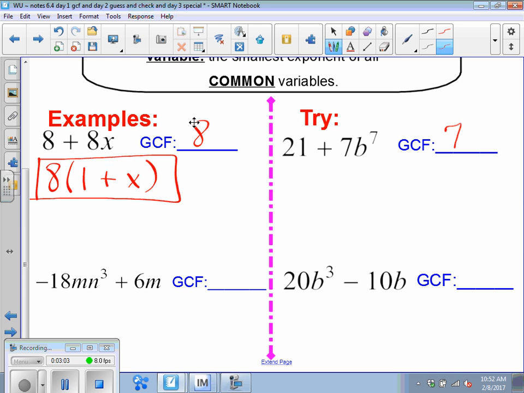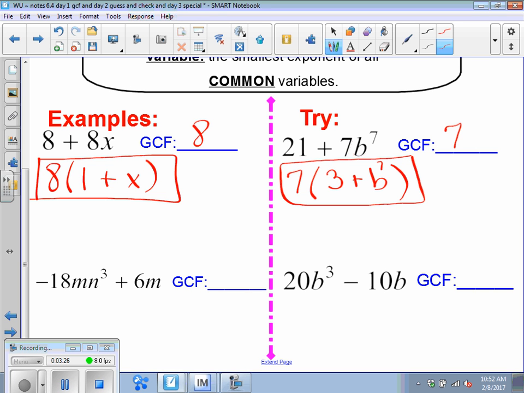So 7 is my greatest common factor, and b is not common to both terms, so it is not included. So 7 goes outside the parentheses, and then you have to figure out, what do I have to multiply 7 by to get this back? 7 times what is 21? Plus 7 times what is 7b to the 7th? b to the 7th. That's it.